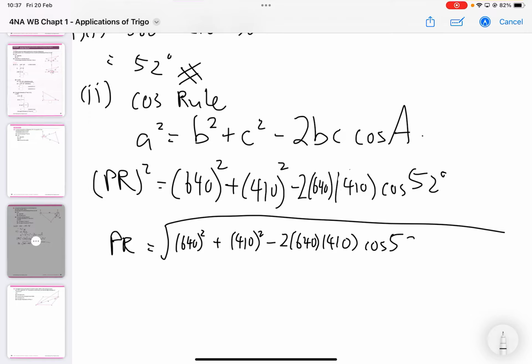Okay? Then the next challenge you have is to key in this correctly into your calculator. If you can key in this whole thing into your calculator, it will tell you the answer.